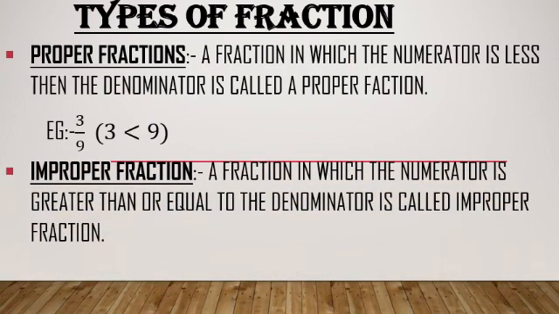Improper fraction. The fraction in which the numerator is greater than or equal to the denominator is called an improper fraction. For example, 8 upon 2. The numerator is greater and the denominator is smaller. In a proper fraction, the numerator was smaller and the denominator was greater. In an improper fraction, the numerator is greater and the denominator is smaller.